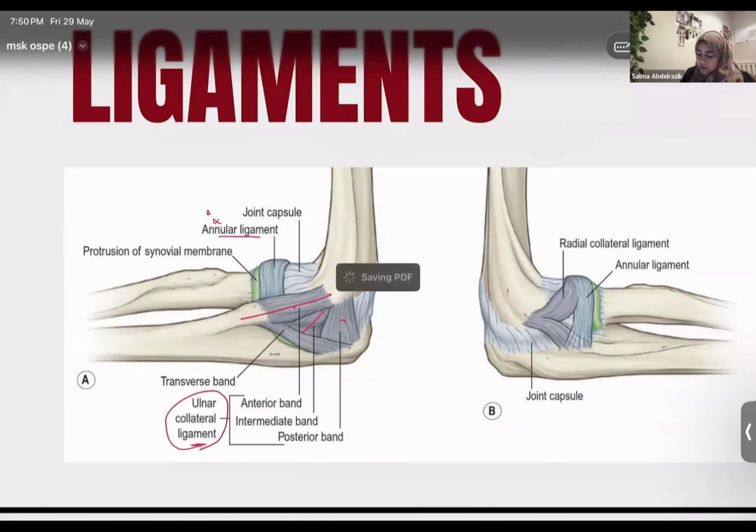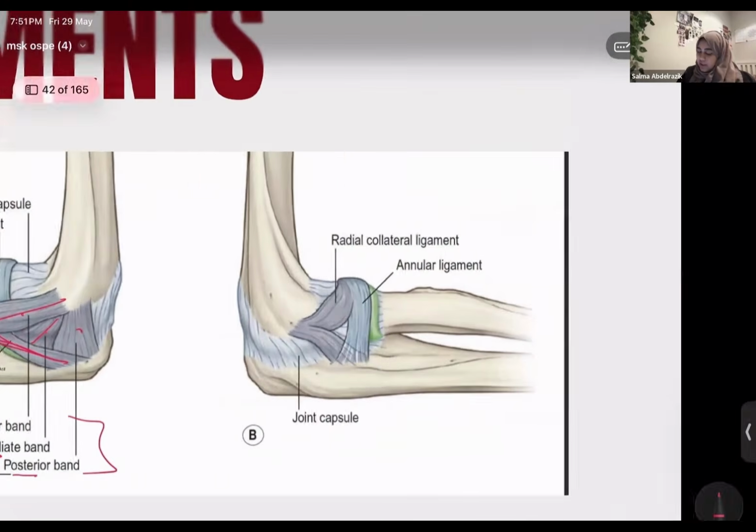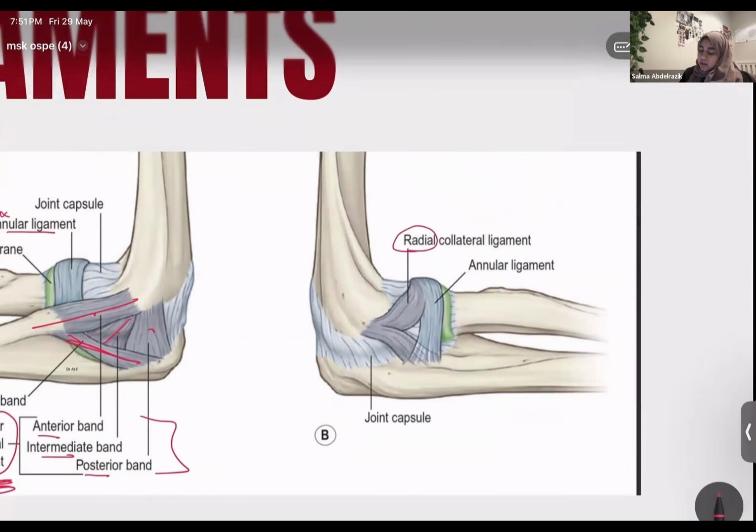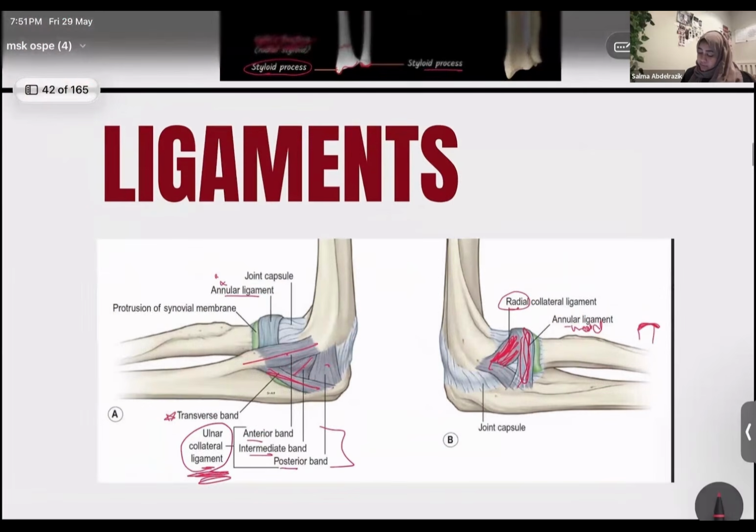And then we have one that's going transversely, called the transverse band. So the anterior band, intermediate band, and posterior band make up the ulnar collateral ligament, and we have the transverse band. Let's go to the radial side, or the lateral view. The radial collateral ligament is going this way. And then you have the annular ligament, which goes around the head, which is circular, if you remember how the radius looked. Cool? These are the ligaments.